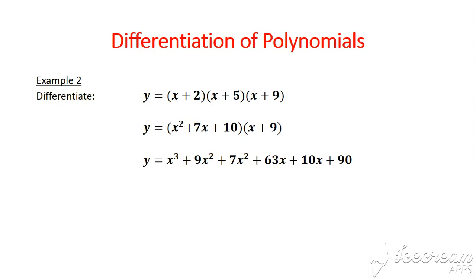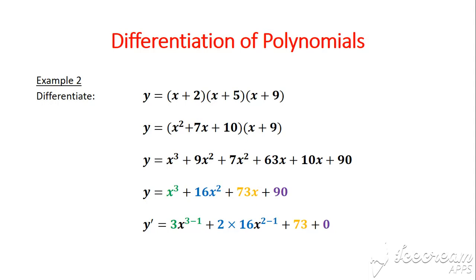Right, we're going to just simplify this. This plus 9x squared plus another 7x squared gives us plus 16x squared. And this plus 63x plus 10 more x gives us plus 73x. So here is our expanded polynomial. Y is equal to x cubed plus 16x squared plus 73x plus 90. And we're ready to differentiate now.